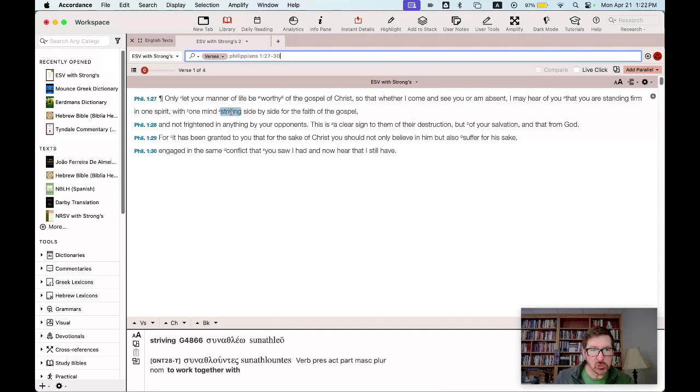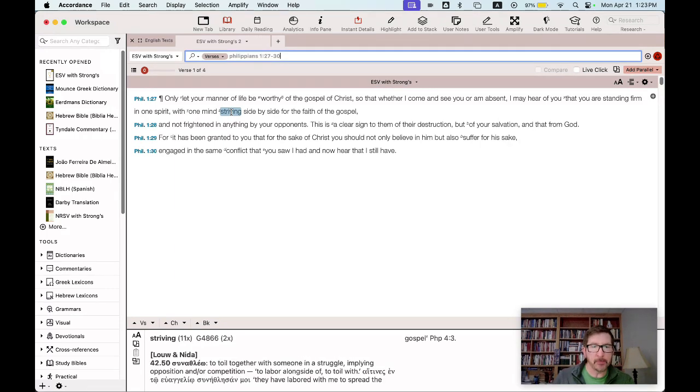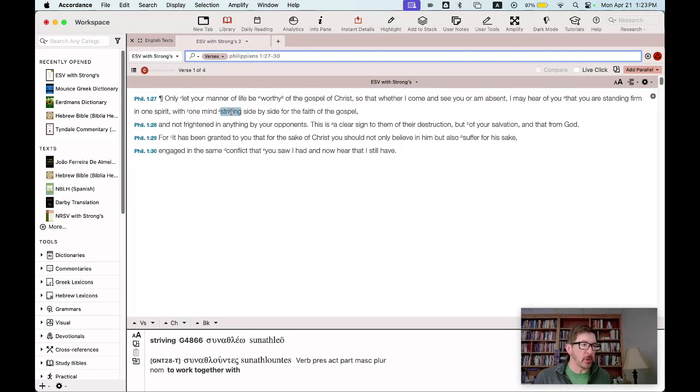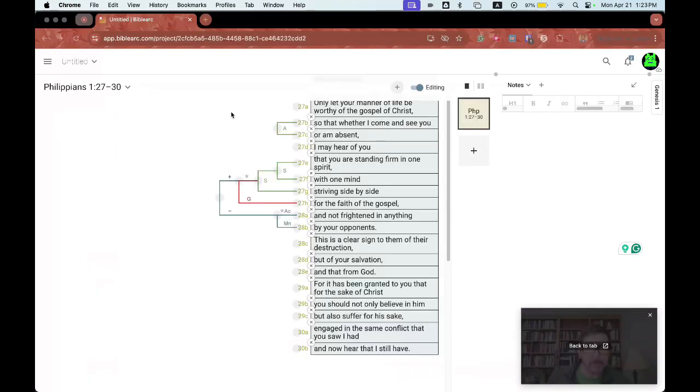Striving, okay, to work together. Sunathleo, okay? So it's to work together with someone in a struggle, implying opposition or competition. So you can think about it like team members. Think about a football team. They all have their positions, but they're all working together for a certain goal. I don't even know if I can say it right. Sunathleo. That's probably, it sounds good anyway. So I'm just going to go with it.